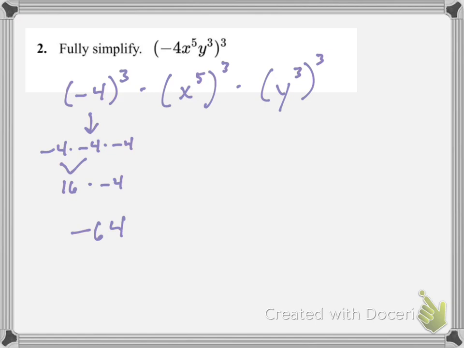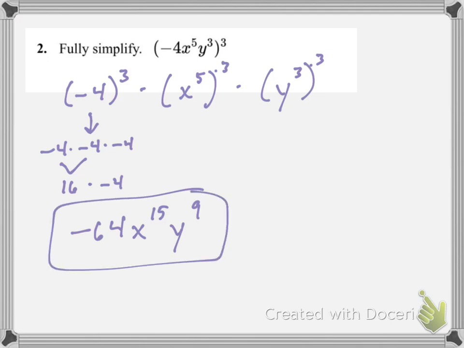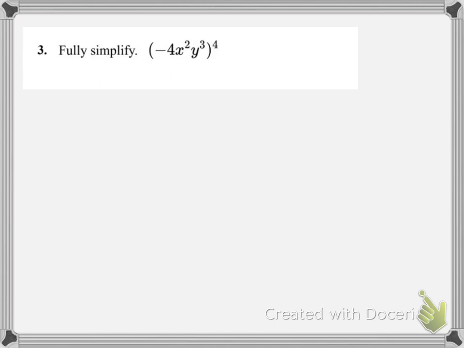Now I have my x to the 5th raised to the 3rd. So 5 times 3, 15. My y's, y to the 3rd raised to the 3rd, 3 times 3, 9. That's it. Just be careful with the negatives.